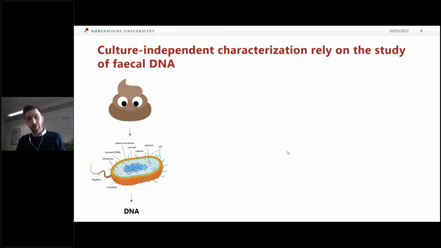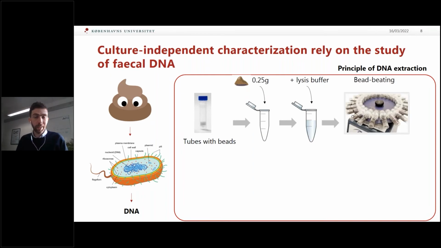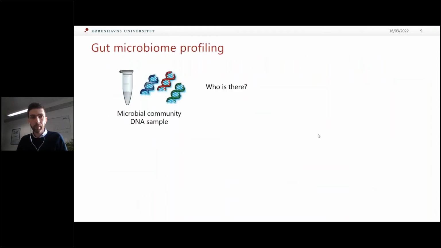But the main reason why this field has advanced a lot during the last 10 years is culture-independent characterization, where basically we extract the DNA of bacteria, which is floating around inside the bacterial cells. And if we can get the DNA out, then we can profile it. Very briefly, the principle is that you add a bit of feces to a tube, add some buffer, and then put in some beads and mix it very hard to break the cell walls of the bacteria and thereby release the DNA into the tube. Then you do a few steps to clean out the DNA, and you end up with some extracted DNA. This DNA can then be further characterized, and we can ask who is there in terms of which microbes are there and so forth.